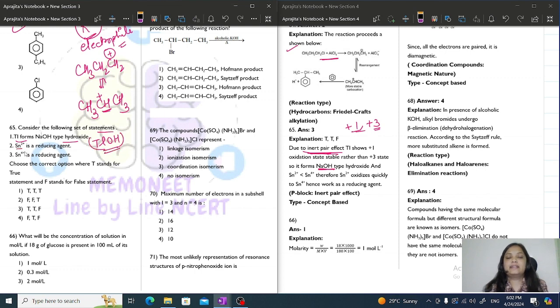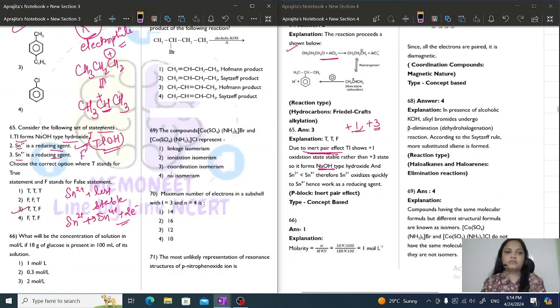Now tin: Sn2+ is a reducing agent, Sn4+ is a reducing agent. What happens in this case is that Sn2+ is less stable than Sn4+. So it can lose 2 electrons to convert to Sn4+, meaning it can get oxidized and act as a reducing agent. So Sn2+ can act as a reducing agent, this is true, but Sn4+ cannot act as a reducing agent, this is false. So it's true, true and false. So yes, the answer is option number 3.